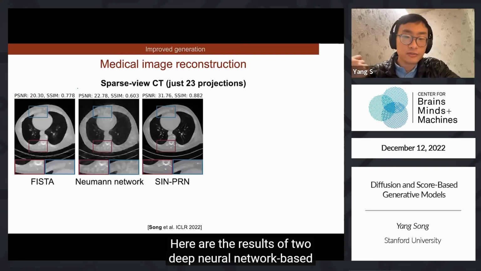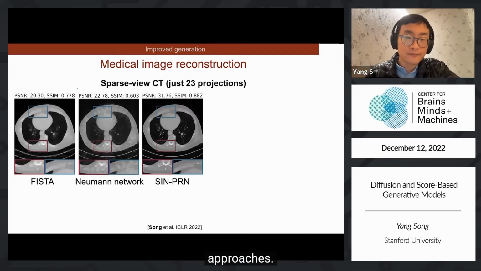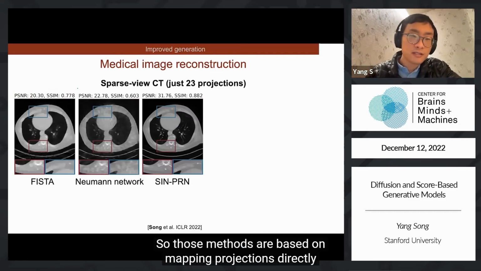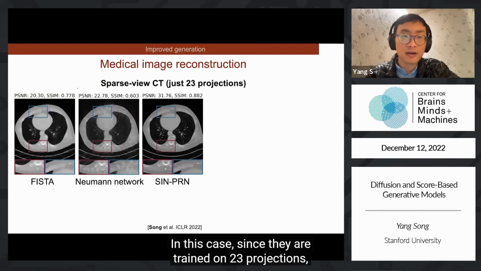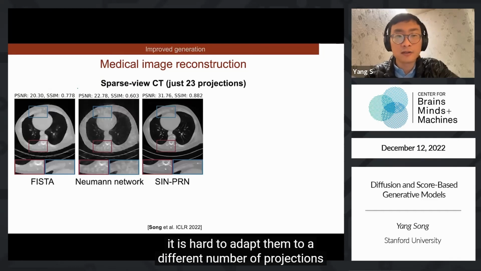Here are the results of two deep neural network-based approaches. So those methods are based on mapping projections directly to images. So they are kind of limited to a particular training setting. In this case, since they are trained on 23 projections, it is hard to adapt them to a different number of projections later.